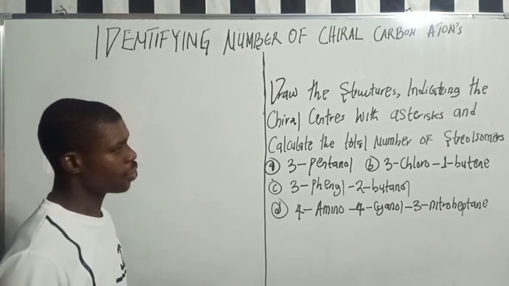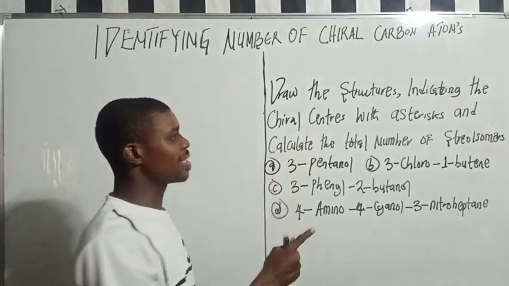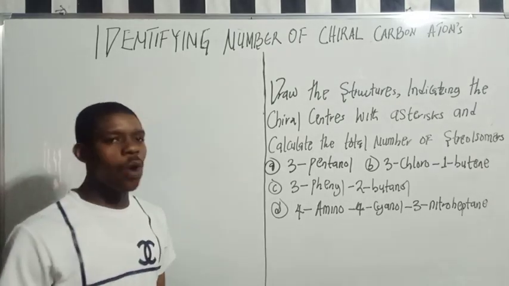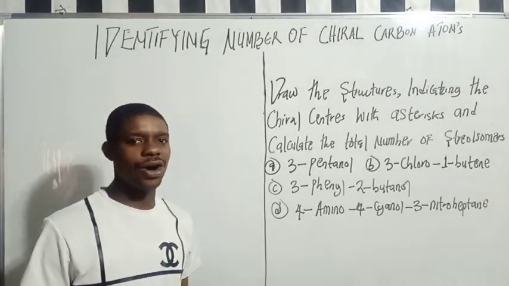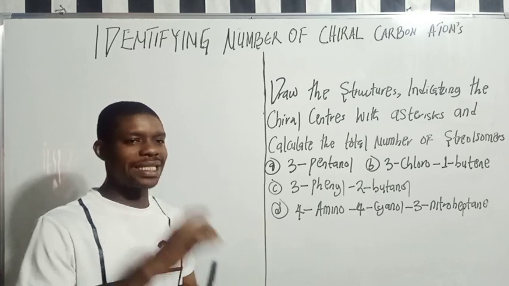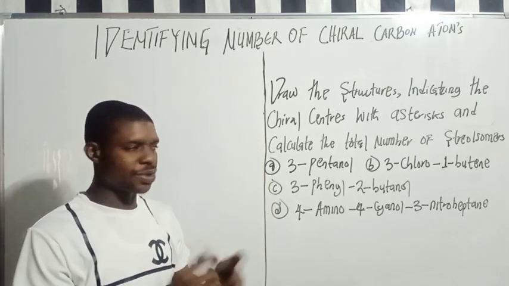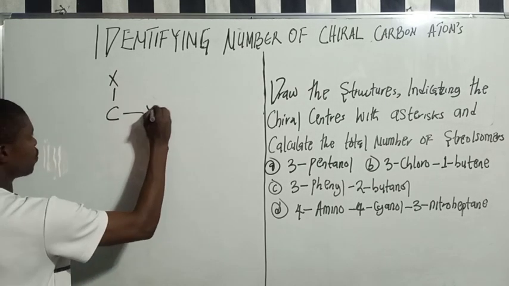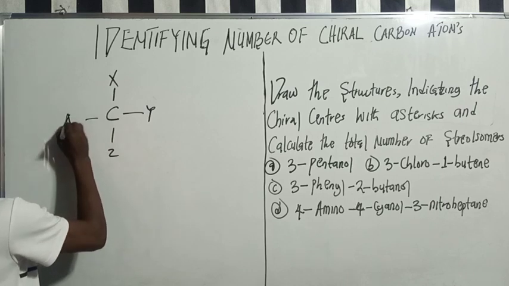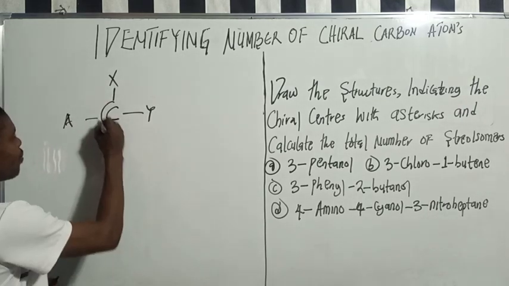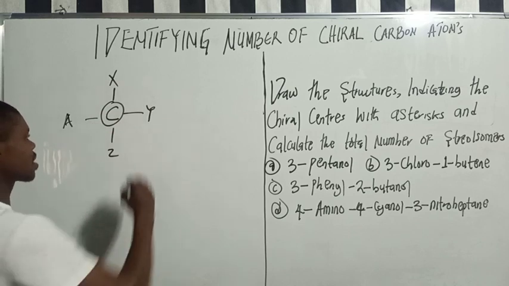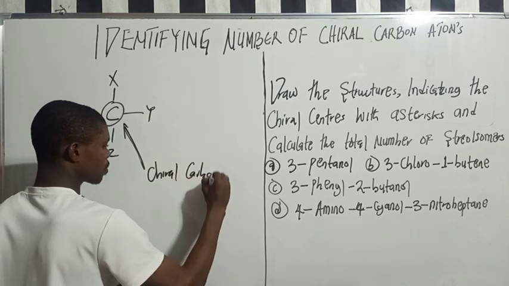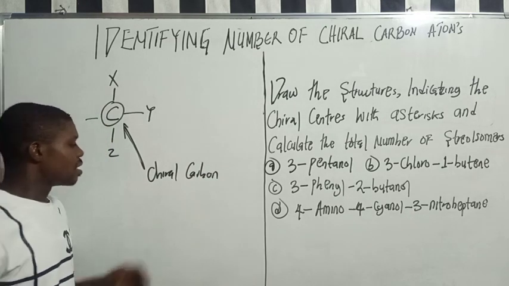It says draw the structure, indicating the chiral centers with an asterisk, and calculate the total number of stereoisomers. Therefore, what's a chiral center? A chiral center or a chiral carbon is a carbon that has 4 different groups. A good example is here, we have X, Y, Z, A. Whenever a carbon has 4 different groups attached to it, this carbon is known as a chiral carbon.